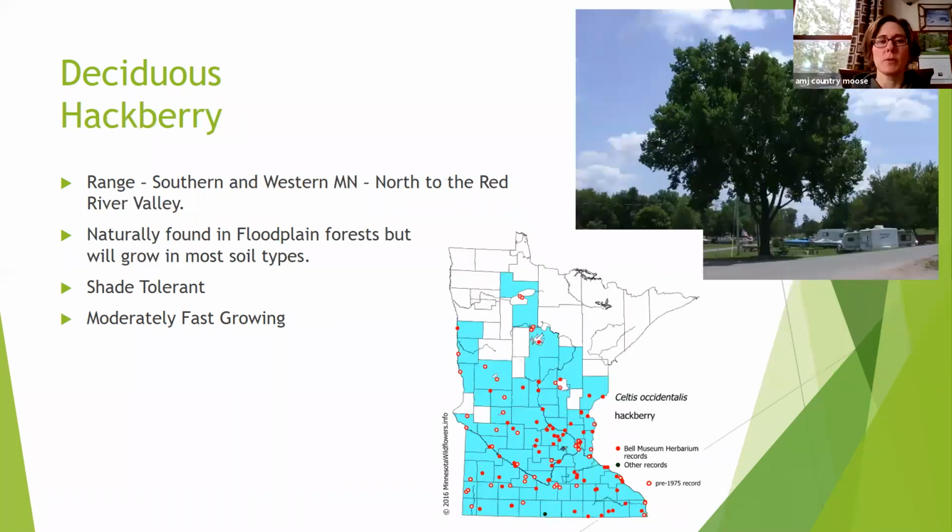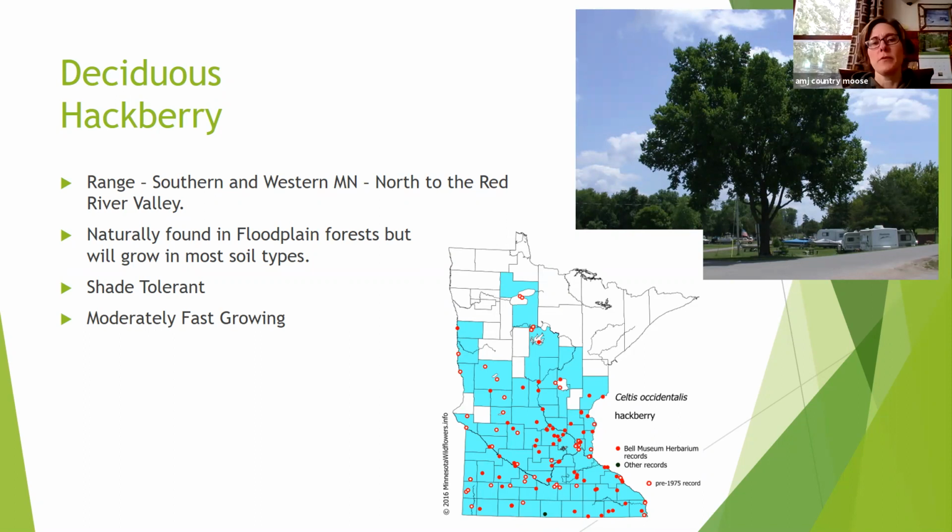Hackberry is the last species I'm going to cover. And it's also one of those species that you could introduce further north if you're looking to diversify and plan for a warming climate. It's naturally found in southern to western Minnesota, all the way up to the Red River Valley. It's naturally found in floodplain forests, but it will grow in most forest types. I've actually seen it planted up here in our boulevards in a couple of our cities in St. Louis County. So it does grow up here. It's shade tolerant and moderately fast growing.